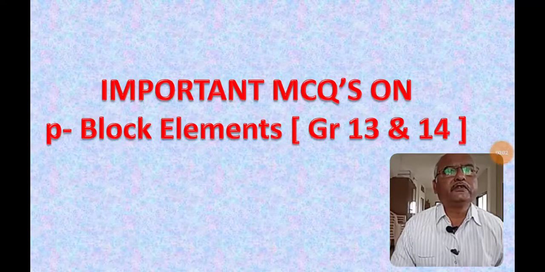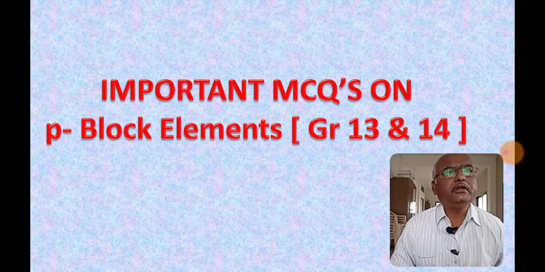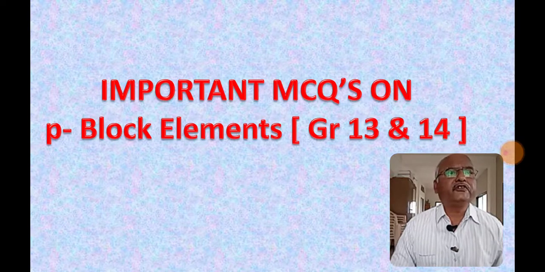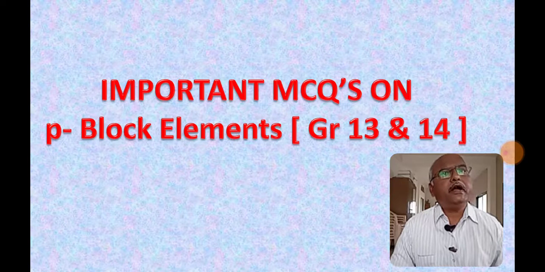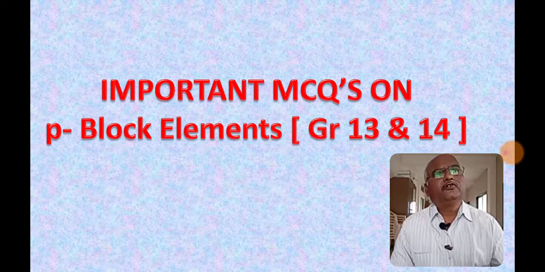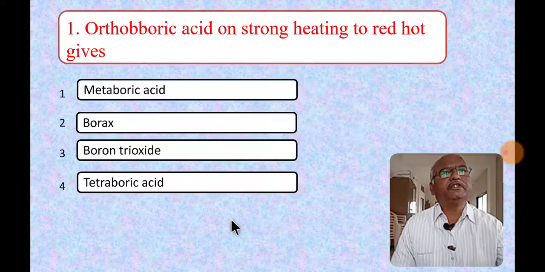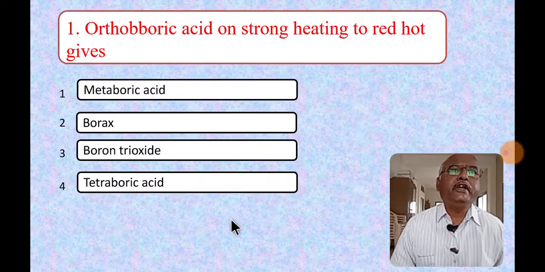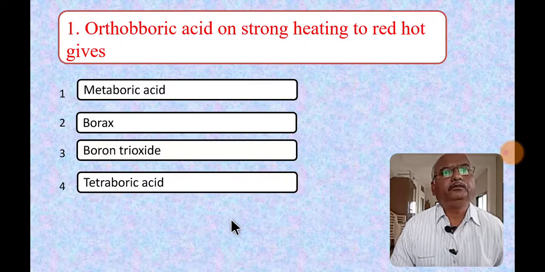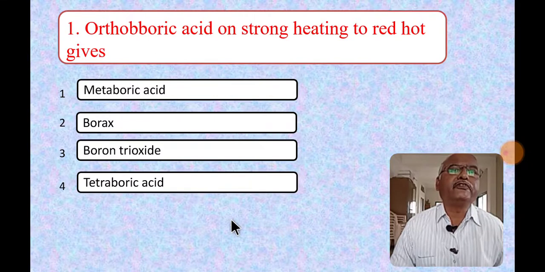Hello students, in this video we are going to study some important MCQs on P block elements, group number 13 and 14, that is boron family and carbon family. So let us start the first question. Read the question carefully, read all the options and select the correct answer.